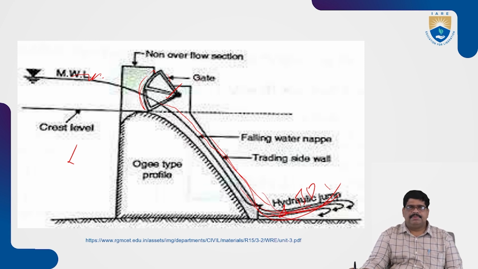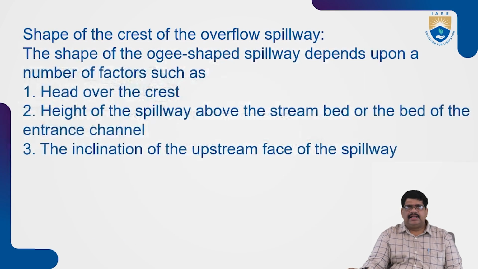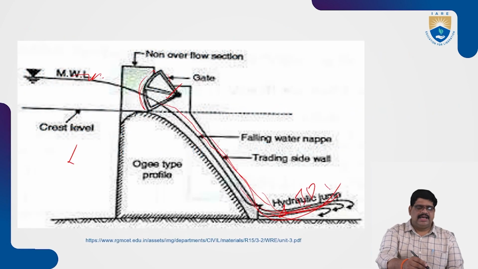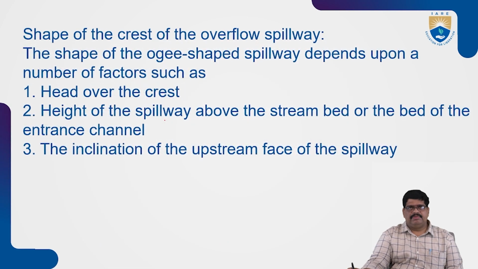So, this is the shape, and also this is the Ogee type of the spillway. That is the shape of the overflow. The head over the crest, as I told, the head over the crest can be provided here, and the height of the spillway above the bed of the approach channel, and the inclination of the upstream face of the spillway.